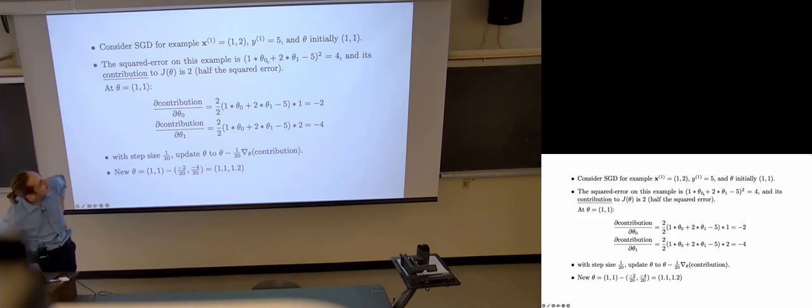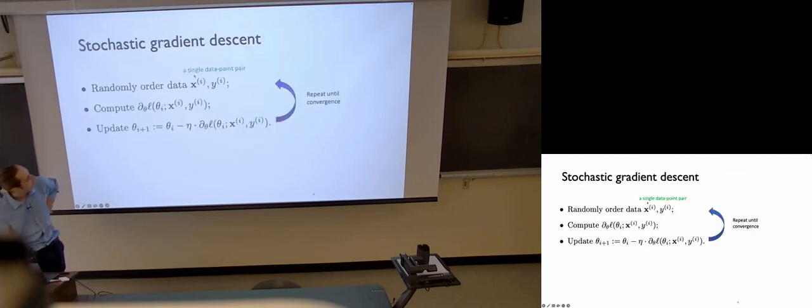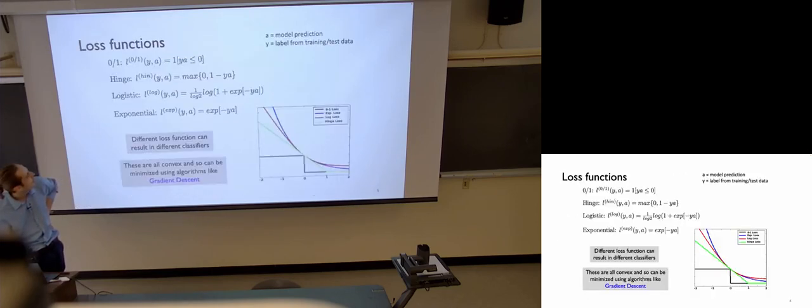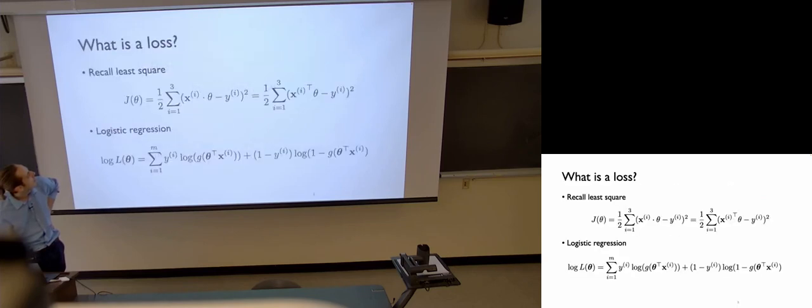so this is where we have theta. We multiply theta by x, so x is 1 and 2. So we have 1 times theta 0 plus 2 times theta 1, minus 5, our label y, to the power of 2. So this is a squared error. If you compute this, it will be equal to 4. So the contribution to J of theta is 2, basically 2 instead of 4, because we generally take a half.